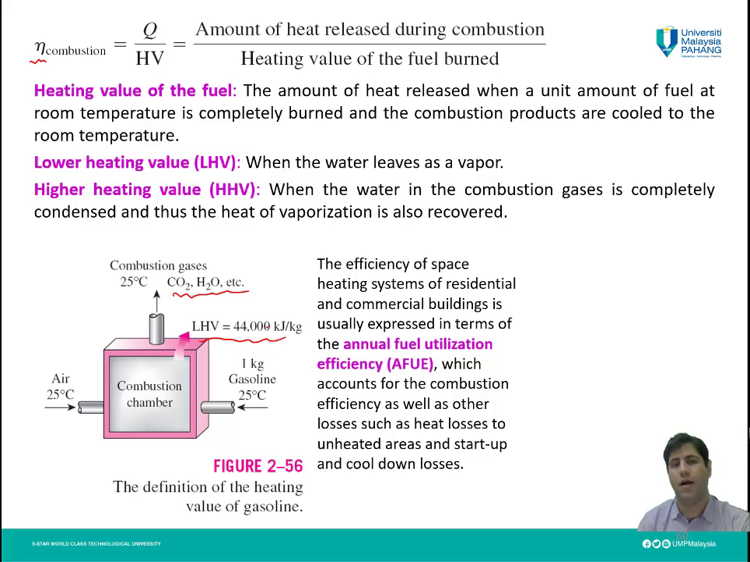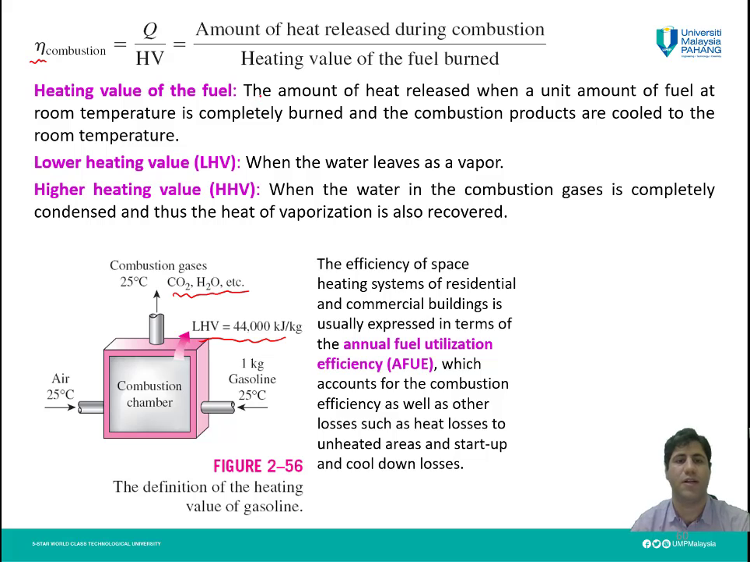So we can define the combustion efficiency of different fuels as the amount of heat released during combustion divided by the heating value of the fuel burned. Heating value of the fuel means how much energy a fuel has if we burn it completely, per kilogram. Simply, we have that definition for that.